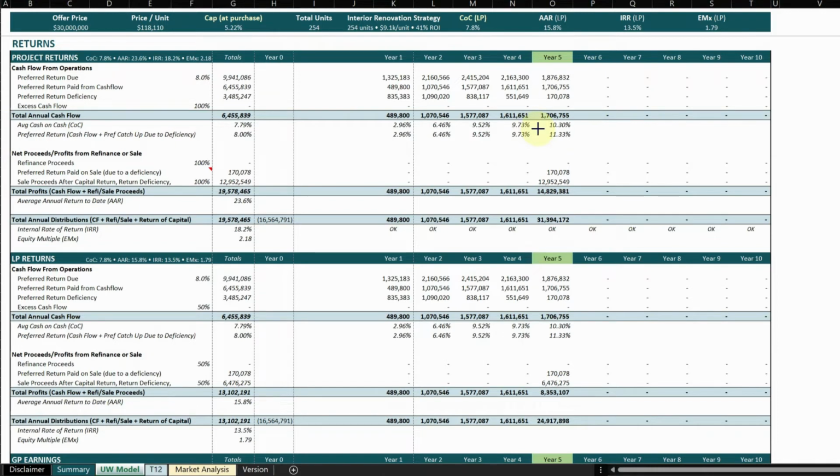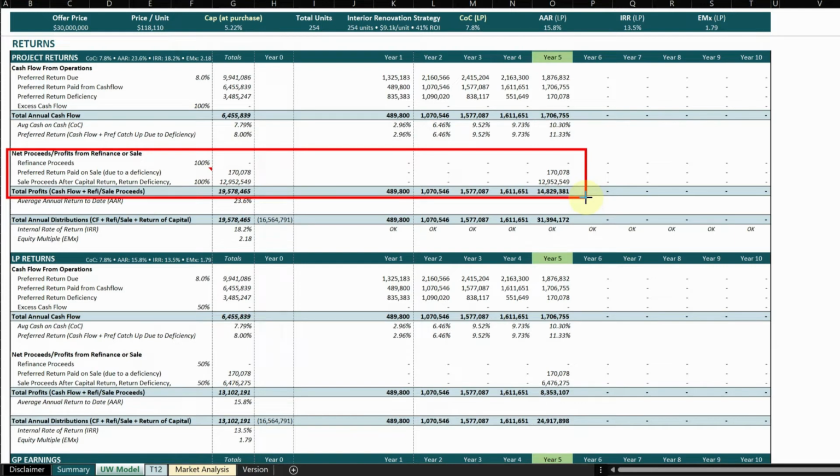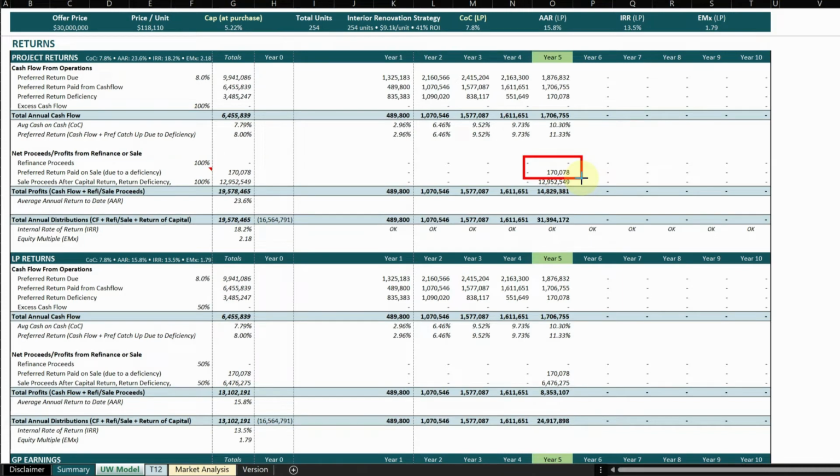And so that is going to boost our cash on cash return so that our cash on cash return is equal to the preferred return. For that reason, I've separated out the cash on cash return strictly from operations, so you can see how the asset is performing itself. We have the net proceeds from refinance or sale, very similar to the cash flow section above. And you can see in this section, we are paying the preferred return deficiency before anything else. And then any sale proceeds are split after the deficiency is paid.